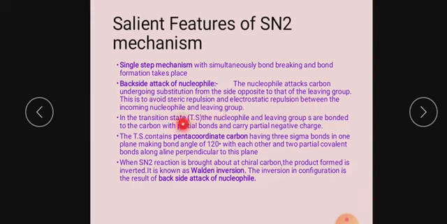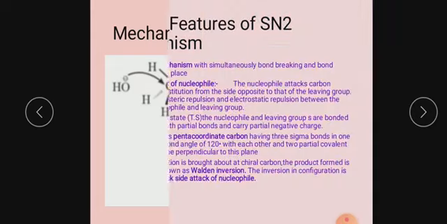Then third, in the transition state, the nucleophile and leaving groups are bonded to the carbon with partial bonds carrying partial negative charge. See here, this is the transition state. In this transition state, this OH minus, that is nucleophile, and this Br minus, that is leaving group, both are carrying partial negative charge, that is, 1 half minus, and here is 1 half minus.